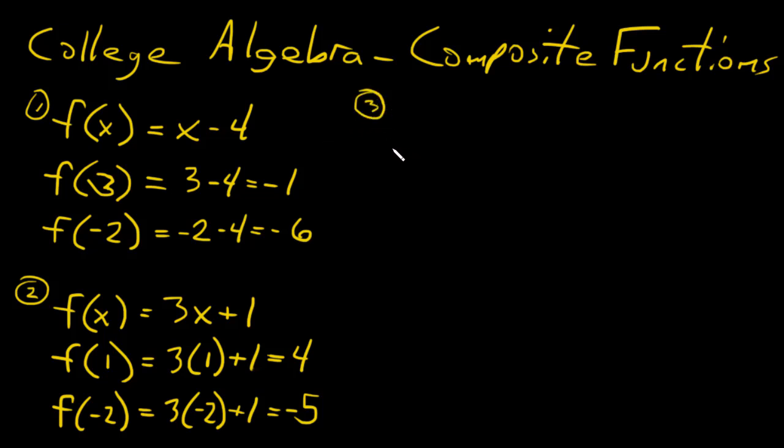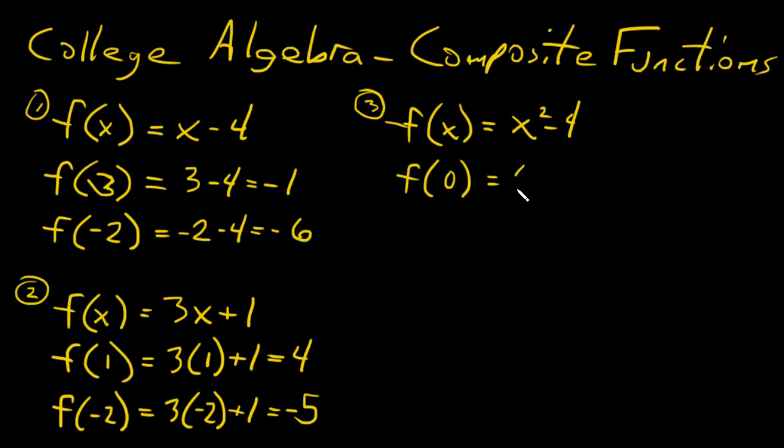This one was a little tricky. We had f of x is x squared minus 4. What would f of 0 be? Well, f of x is x squared minus 4, so f of 0 would be 0 squared minus 4. 0 squared is 0, minus 4 would be negative 4.